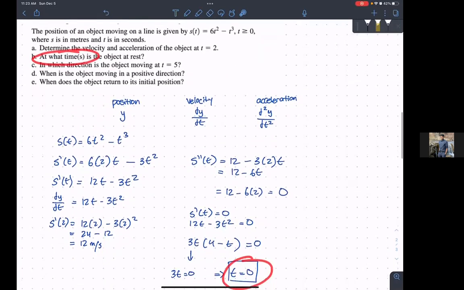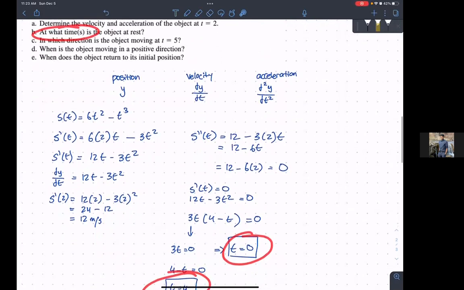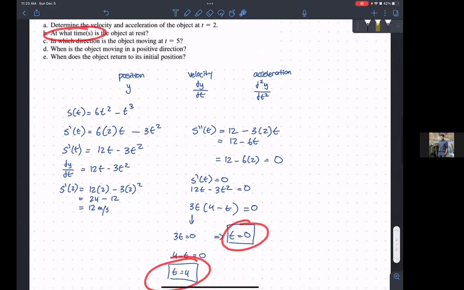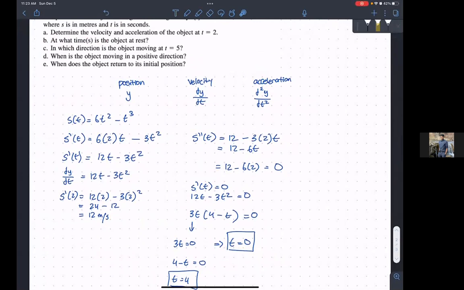Okay. So in which direction is the object moving at t equals 5? Okay, which direction is the object moving at t equals 5? So the thing about velocity, acceleration, and position, they're not just magnitudes, right? They're vectors.